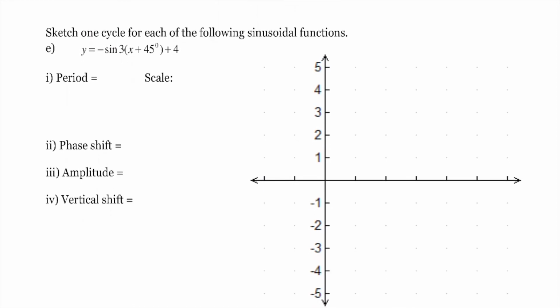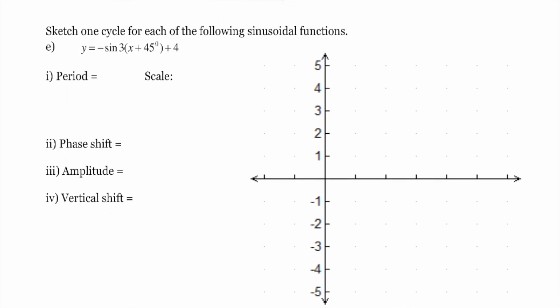So this one is a little more straightforward for us. We actually have the k factored out for us already, so we don't have to do any factoring. So let's list the a, k, d, and c. So a here is just a -1. K is 3. D is going to be -45 degrees, and C is going to be a positive 4. So my period is going to be 360 degrees divided by k, in this case 3, so it's 120 degrees. So my scale, we take our period, divide that by 4.